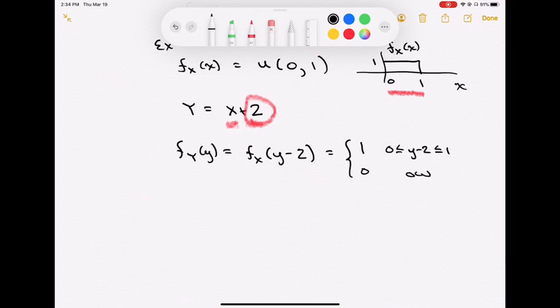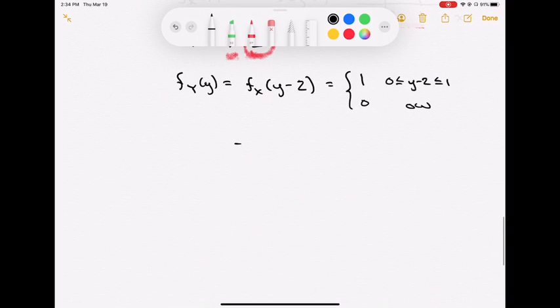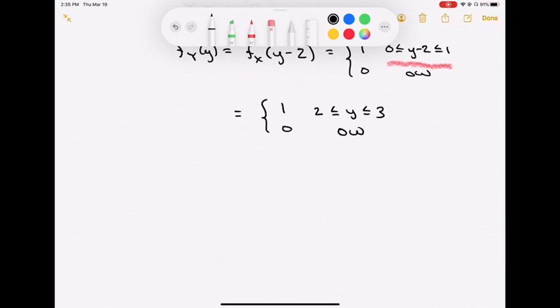I'd like to clean this up into a more familiar form. So add 2 to everything going on over here. 0 plus 2 is going to be 2, y minus 2 plus 2 is just going to be y, and 1 plus 2 is going to be 3. So I find out that I get something uniform on the interval 2 to 3. That's just 2 away from what it was before. I just shifted everything over. We started going between 0 and 1, and now we're going between 2 and 3 because all we did was add 2.